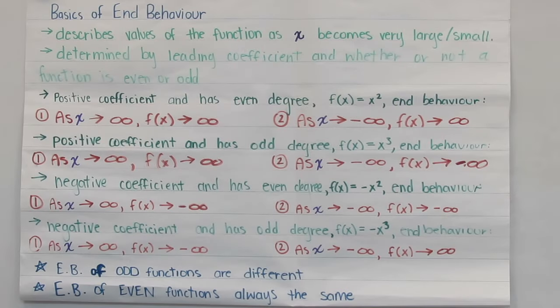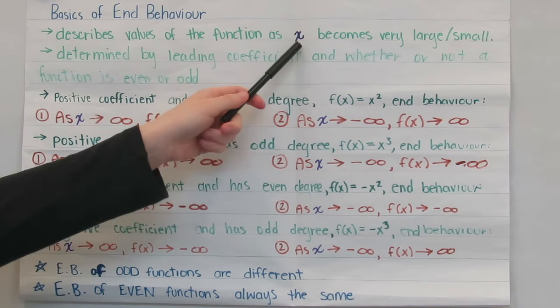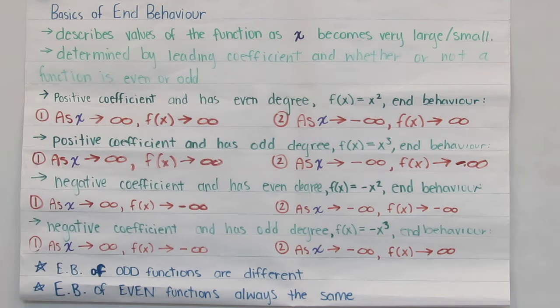Alright, so first we're going to be talking about our basic understanding and knowledge of how we draw graphs and estimate the end behavior. So, basics of end behavior. The end behavior describes the values of the function as x becomes very large or very small. It's determined by the leading coefficient and whether or not the function is even or odd.